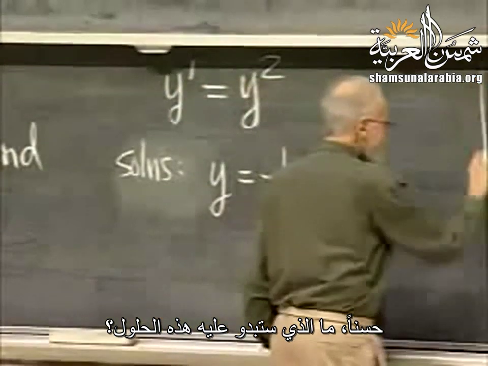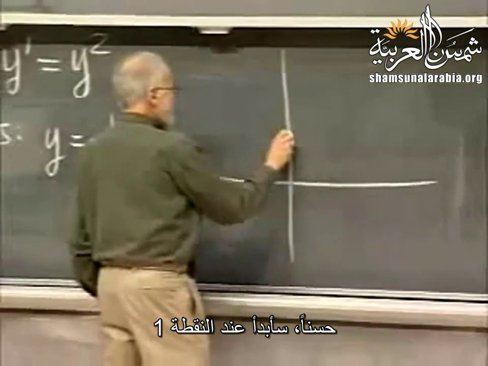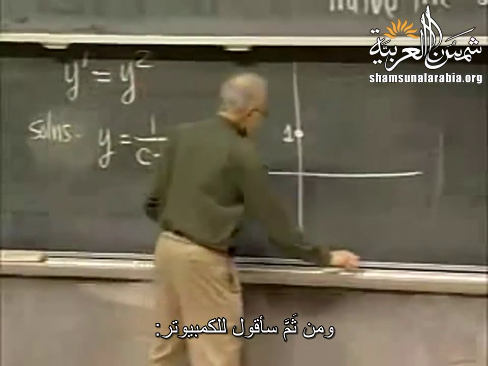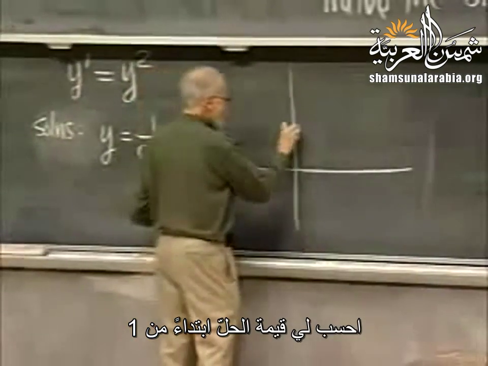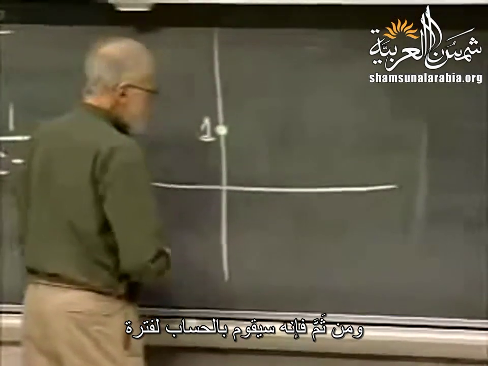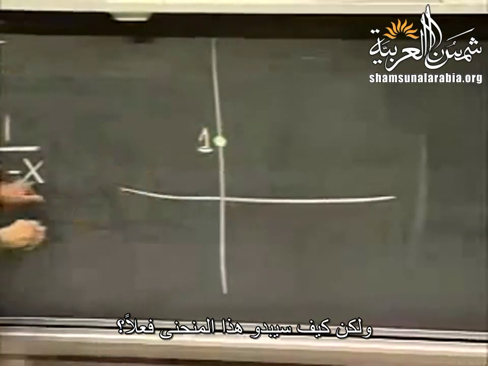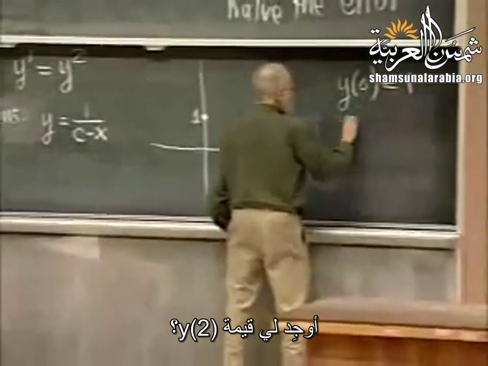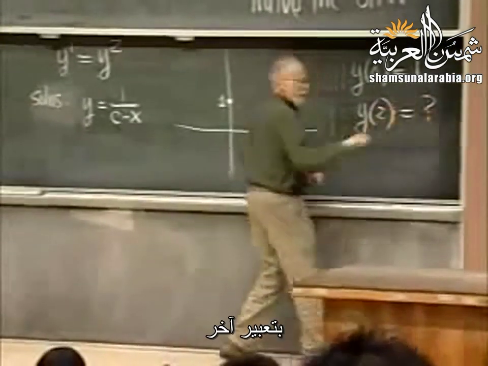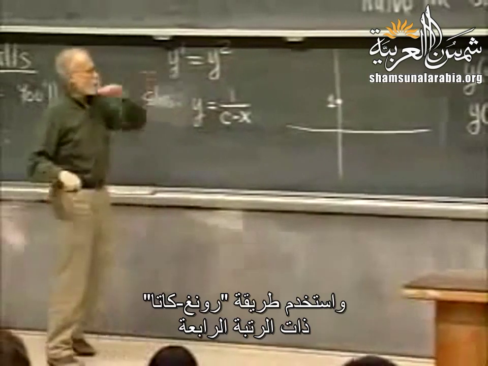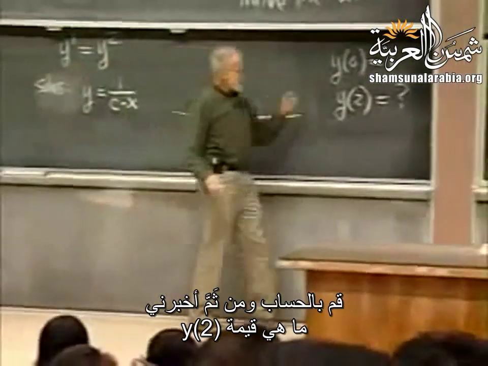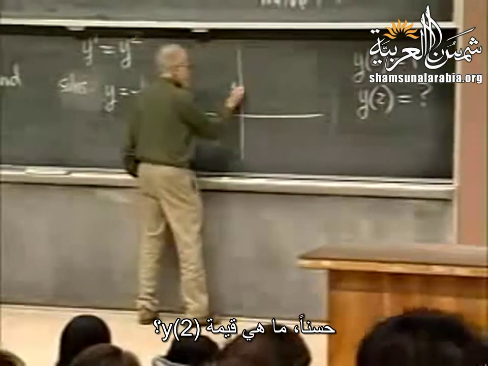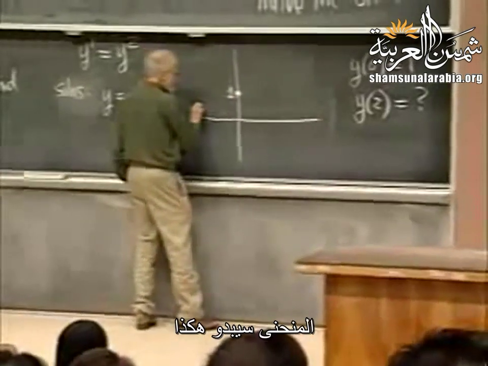Now, what do those look like? Okay, so here I am. I start out at the point 1, and I tell the computer, compute for me the value of the solution, and it computes a little while. But how does this curve actually look? Suppose I say that y of 0 equals 1, find me y of 2. In other words, take a nice small step size, use the Runge-Kutta fourth order method, calculate a little bit, and tell me what y of 2 is. Well, what is y of 2? Unfortunately, the curve looks like this.